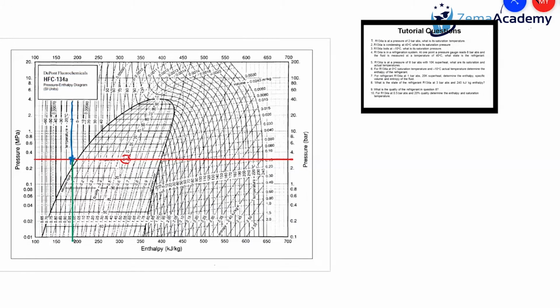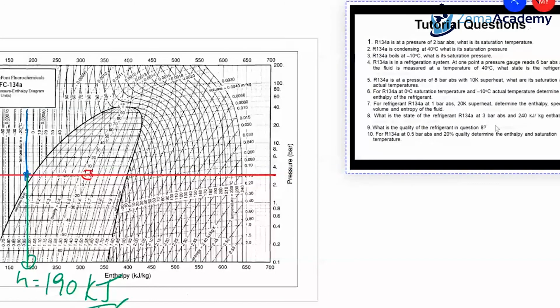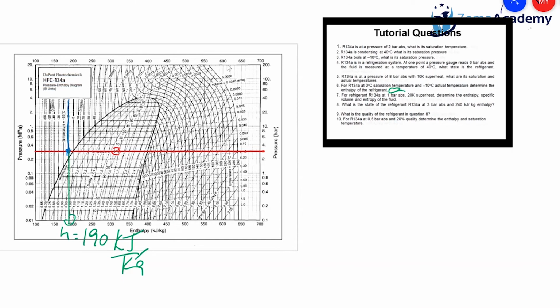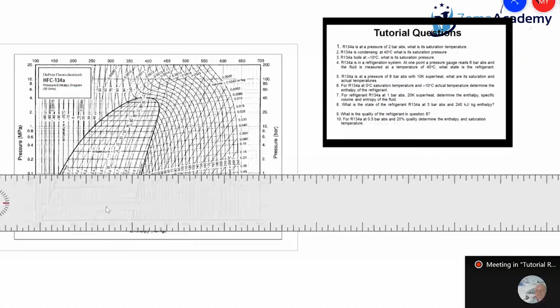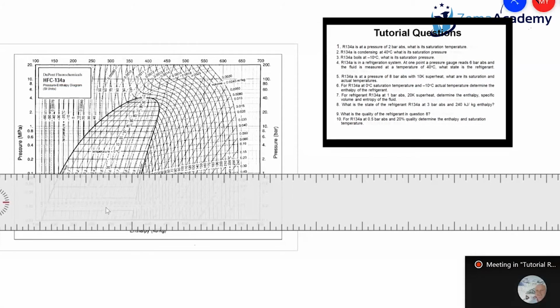What do you think that enthalpy value is? Around 190, yes, around 190 kilojoules per kilogram. So it's also readable. 190 is the answer. Who wants to do number 7, which is very similar to what we've already done? The first information that we have is the pressure at 1 bar. So if I draw a straight line at 1 bar.